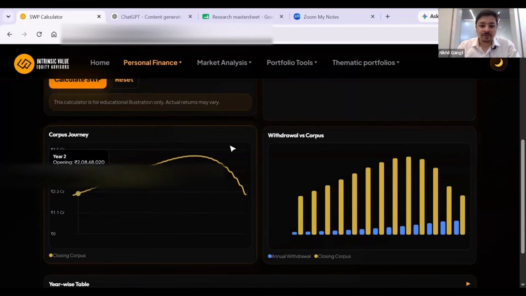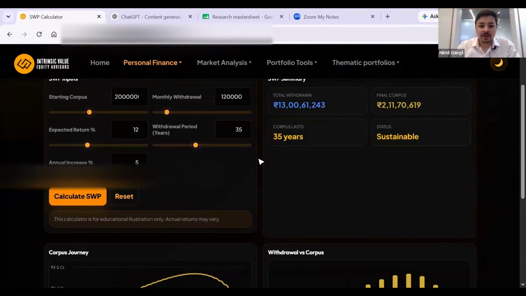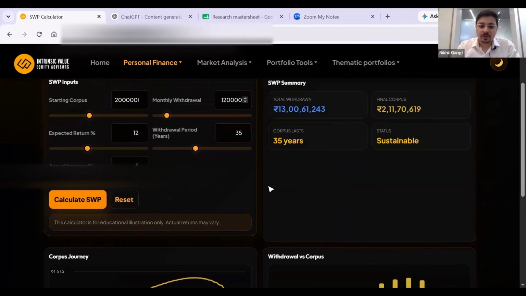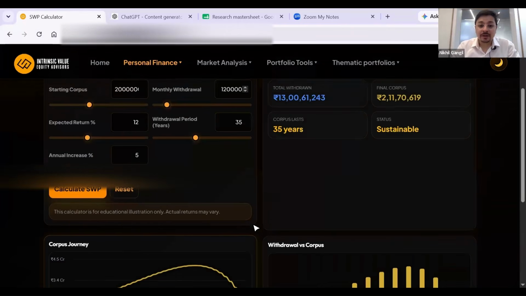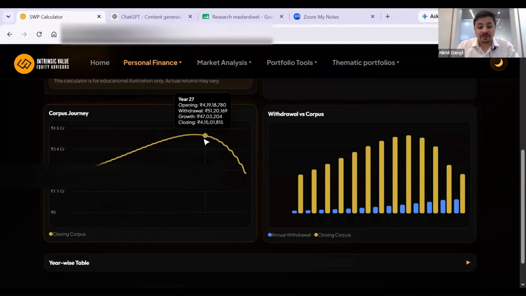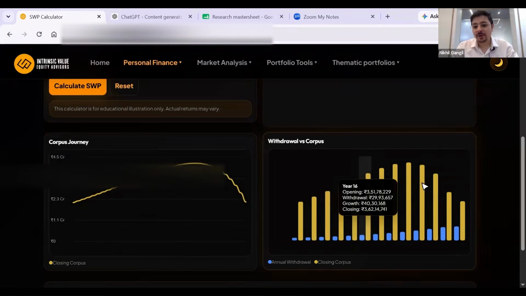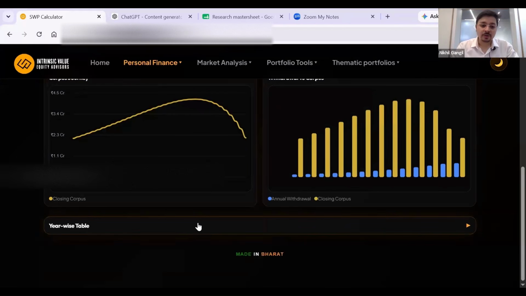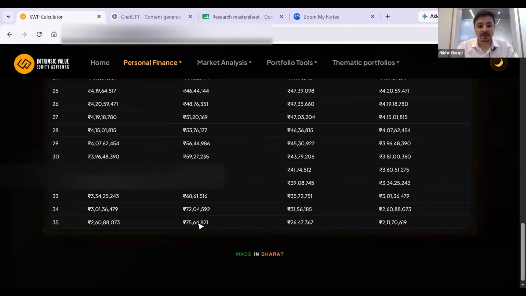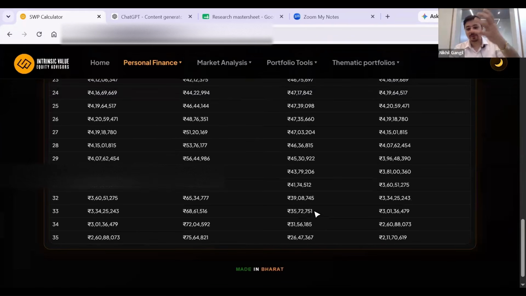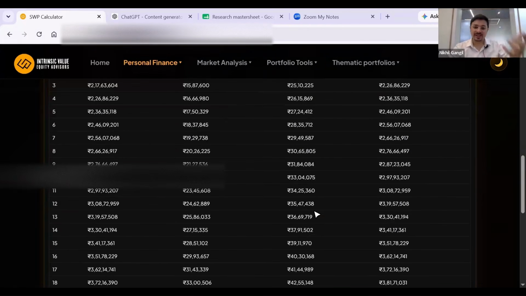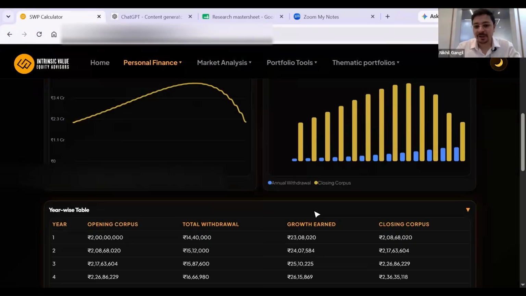So as you can see, when you start with 2 crore rupees and your monthly withdrawal is 1,20,000, after 26, 27 years the capital will start to go down. The capital will start depleting, right? And this is withdrawal versus corpus. And you can also see a year-wise table. So let's say for 35 years, you will see the whole capital being increased and being depleted also.